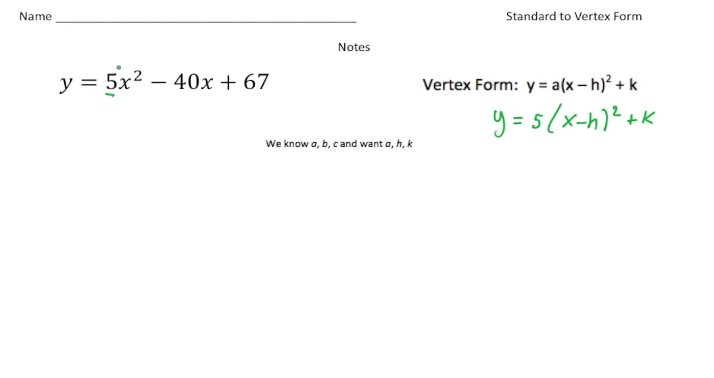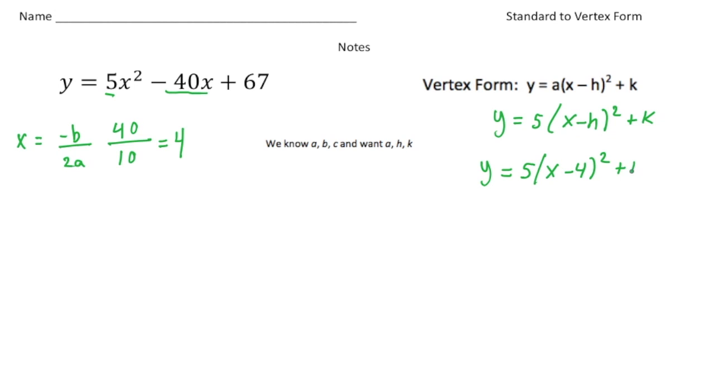Now, to get the h value, I need to find the x value of the vertex. You should know by now that the x value of the vertex is negative b over 2a. In this case, our b value is negative 40, so negative b is 40, over 2 times 5, which is 10. 40 divided by 10 gives us 4, so our h value is 4. Let's write that in: y equals 5 times x minus 4 squared plus k.